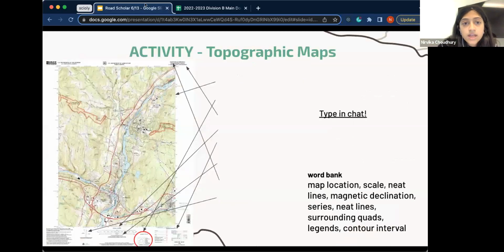Okay. Next, we're going to test our knowledge on topographic maps, and what we'll do is I'll start with the first one, and using the word bank, type where it goes to. So for the first one, what does it point to? I can annotate to help you. This one. Where does it point to? Use the word bank to find.